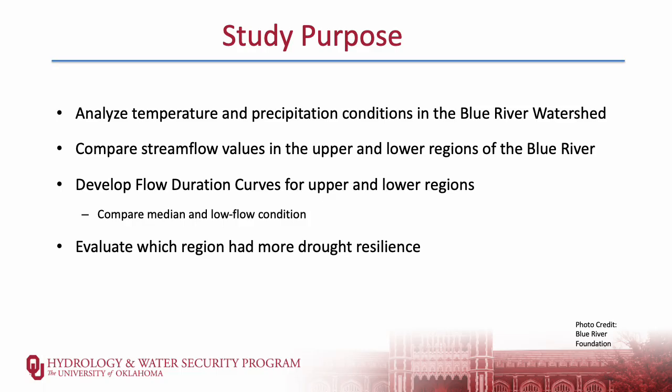So we'll take the streamflow values of the Blue River in the upper and lower regions, use the discharge values to develop a flow duration curve for both. We'll use the flow duration curve to compare the median and low flow conditions, and then using those values at the end, we'll evaluate which region had more drought resilience.